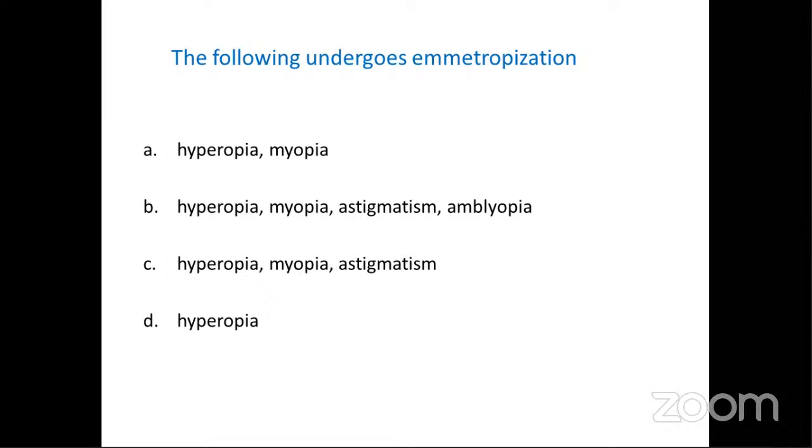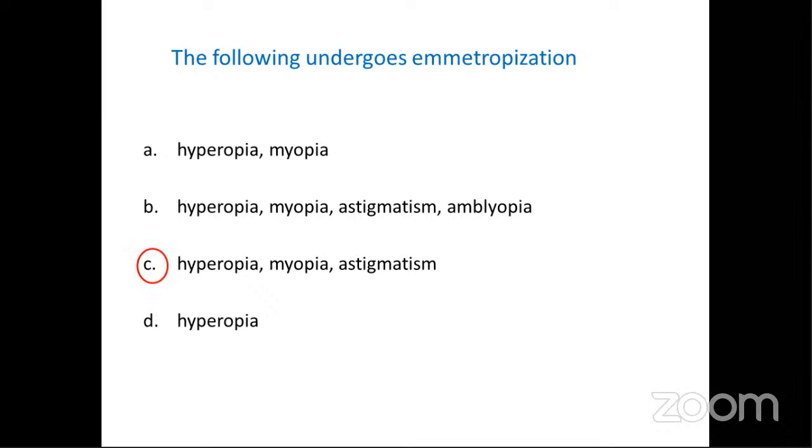What is the trend of the refractive error? Those children will have only hyperopia and myopia, or hyperopia, myopia, astigmatism, amblyopia, or hyperopia, myopia, or astigmatism, or hyperopia. So which of the things will emmetropize? That is the thing, right? The answer will be C: hyperopia, myopia, and astigmatism.